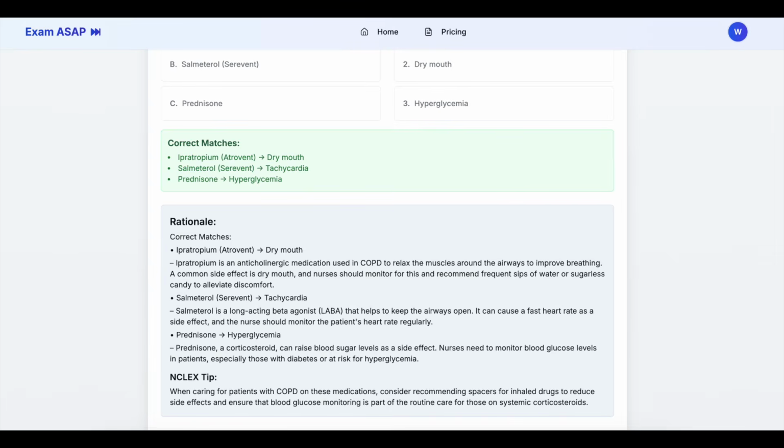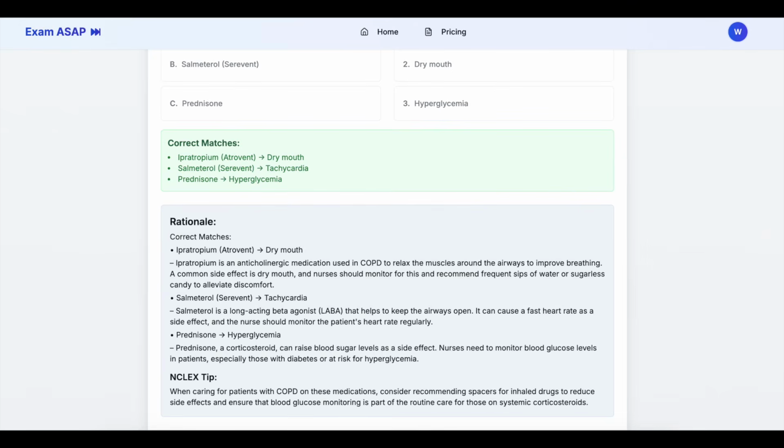A common side effect is dry mouth, and nurses should monitor for this and recommend frequent sips of water or sugarless candy to alleviate discomfort. Salmeterol, Serevent, can cause tachycardia. Salmeterol is a long-acting beta-agonist, LABA, that helps to keep the airways open. It can cause a fast heart rate as a side effect, and the nurse should monitor the patient's heart rate regularly. Prednisone can cause hyperglycemia.